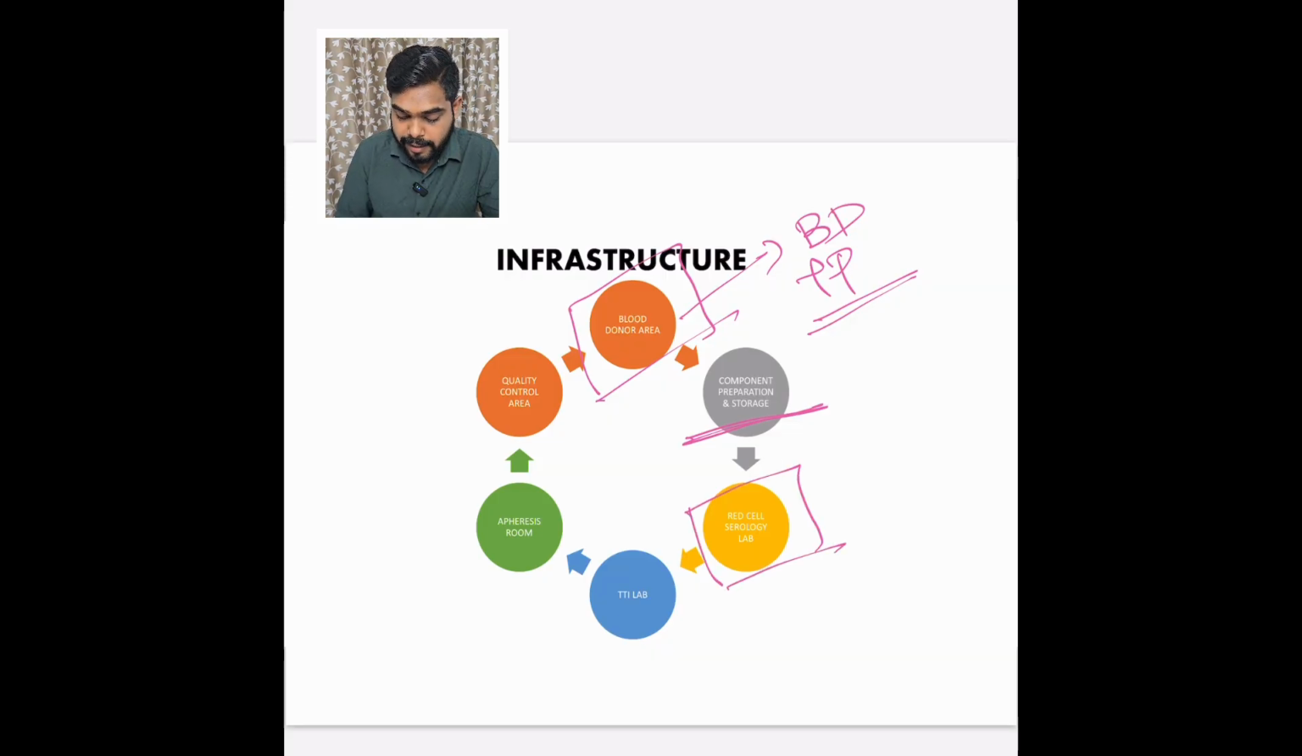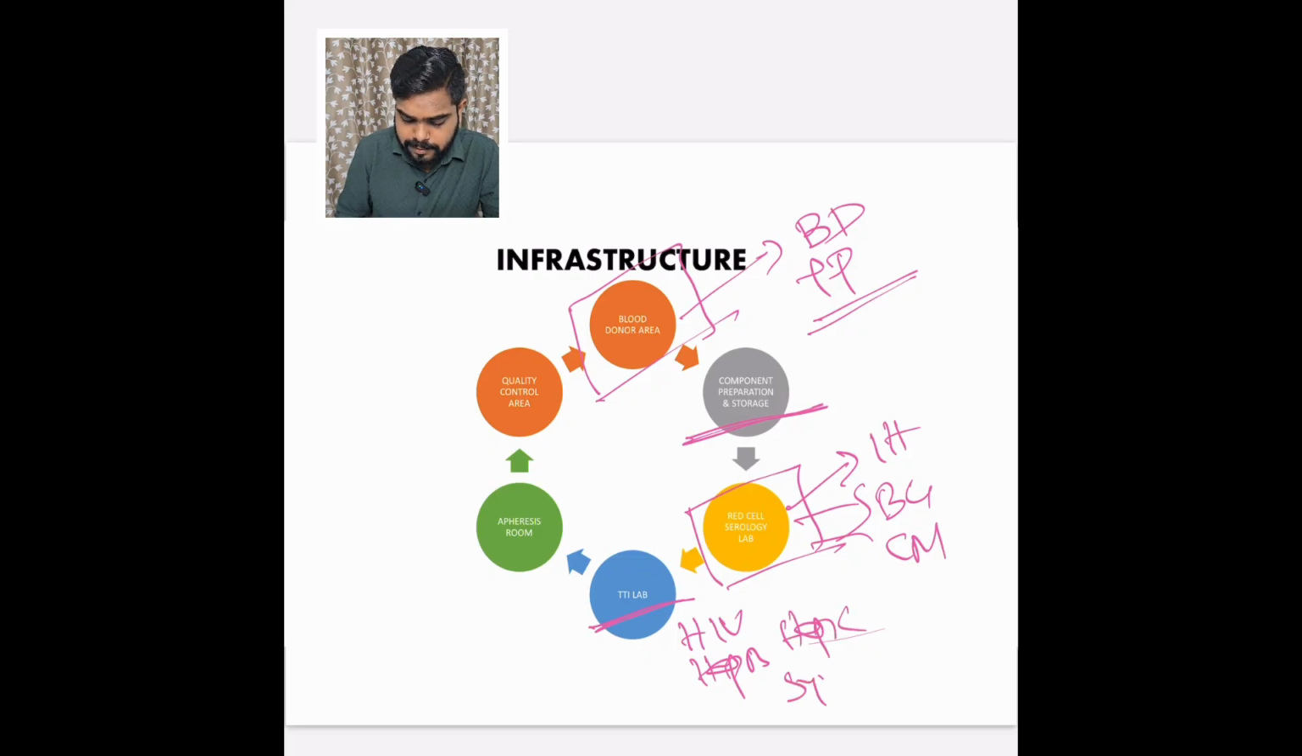We have another area called the red cell serology lab, where all the immunohematology workup, blood banking, blood grouping and cross matching happen. We have the TTI lab, known as the transfusion transmitted infection lab, where we are screening for HIV, hepatitis B, hepatitis C, syphilis, and malaria, these kinds of infections which can spread through the blood we give to the patient.